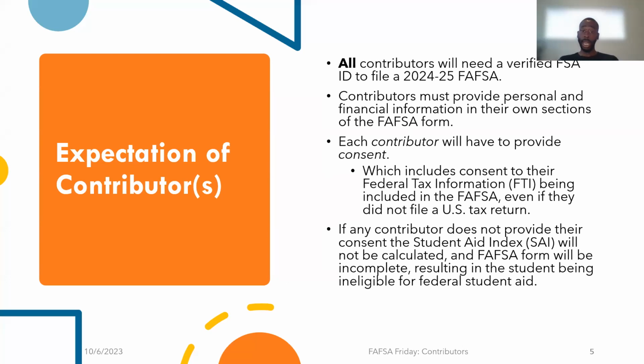If any contributor does not provide their consent, the student aid index will not be calculated, and consequently the FAFSA form will be incomplete, resulting in the student being ineligible for federal student aid. So it is very, very key for the students and the contributors to provide consent. Even if students or contributors do not have a social security number or didn't file taxes or file taxes outside of the U.S., they still will need to provide consent.